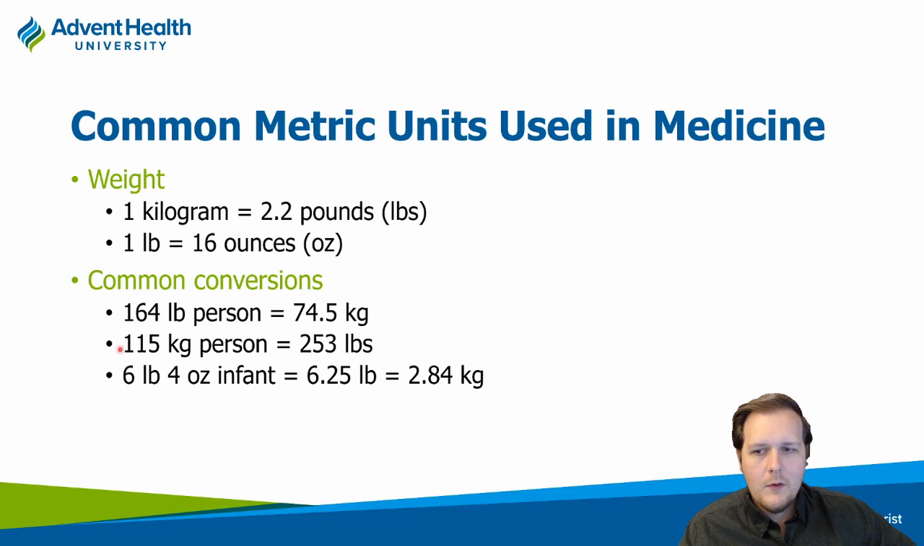Or let's say we have someone who has their weight in kilograms. We want to convert that over. In this case, 115 kilograms times 2.2, we get 253 pounds, right? Well, let's say we have a 6-pound, 4-ounce infant. How do you convert that over? Well, I know that 16 ounces is 1 pound, so I can divide 4 by 16 and figure out that's 0.25 pounds. So I can say, okay, 6 pounds plus 0.25 pounds, put that together. I can then take this 6.25 and divide that by 2.2 and get my new kilogram weight.